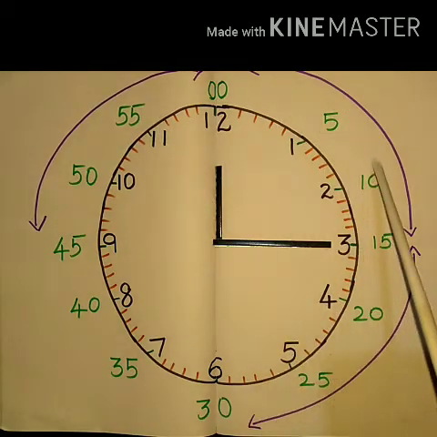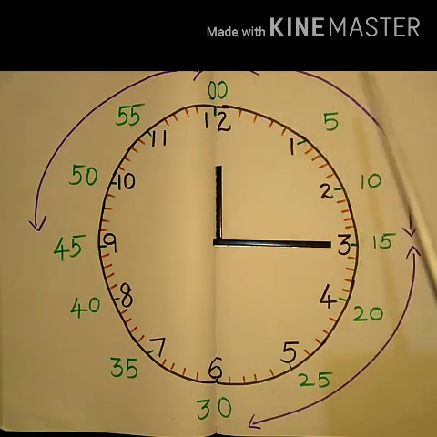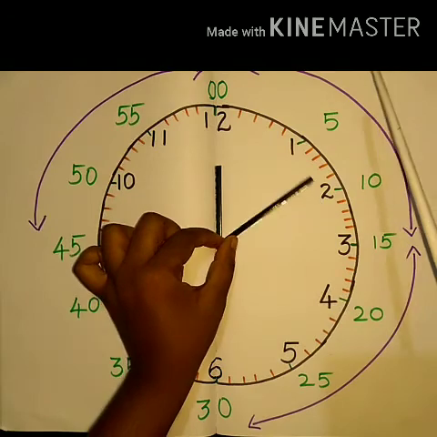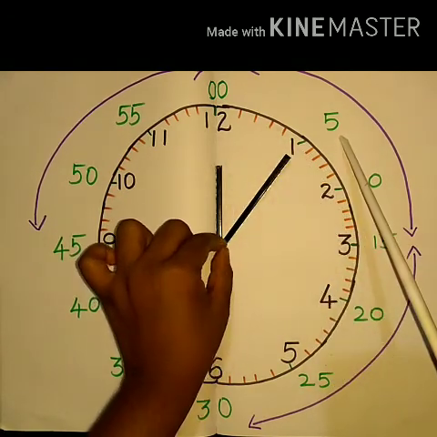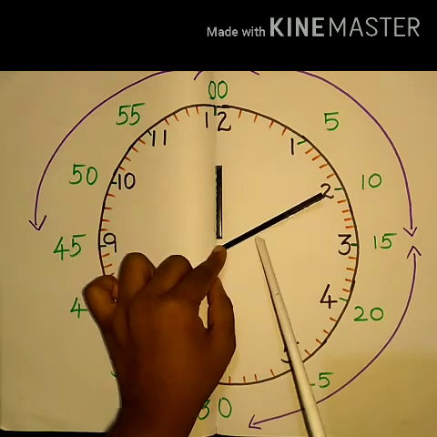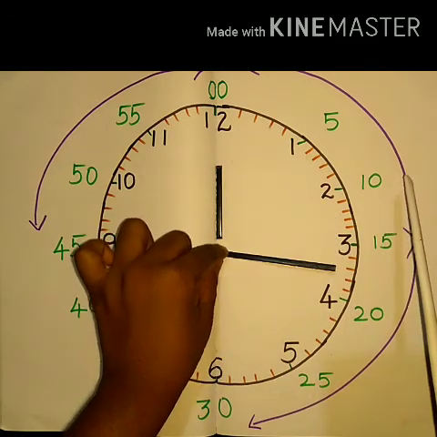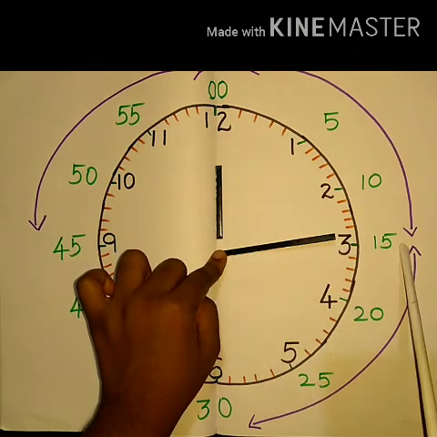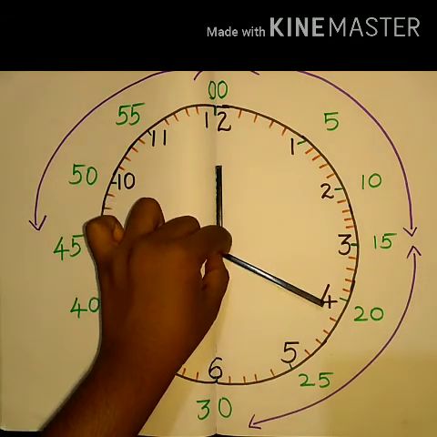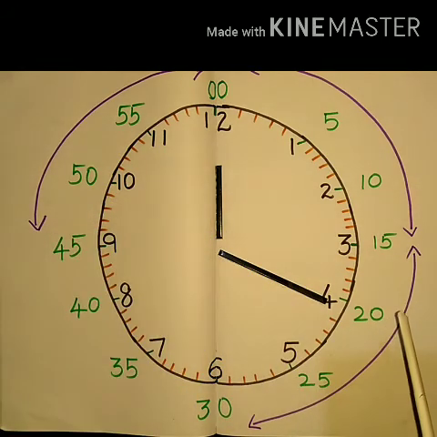Students, these numbers are not visible in your normal clock. You have to imagine that if the minute hand is pointed towards 1, that means 12 hours 5 minutes. If the minute hand is pointed towards 2, it means 12 hours 10 minutes. If it is pointed towards 3, it means 12 hours 15 minutes. If it is pointed towards 4, it means 12 hours 20 minutes.